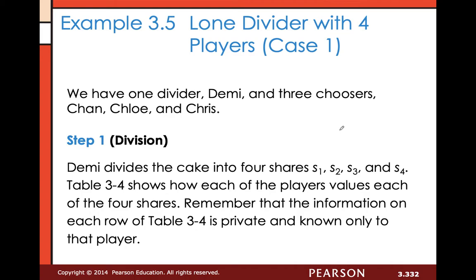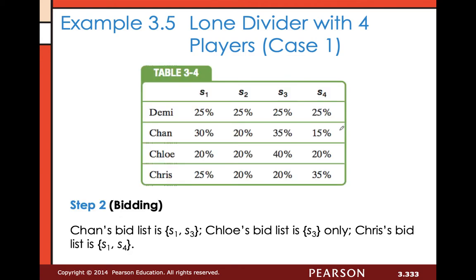As an example, let's look at where we have 1 divider, Demi, and 3 choosers, which are Chan, Chloe, and Chris. Demi divides the cake into 4 shares, S1 through S4, and the table on the following slide is going to show how each of the players valued each of the 4 shares. Remember, Demi divided it equally based on her own opinions, so you got 25, 25, 25, 25. Anything more than 25 would be considered a fair share. So for Chan, 30 and 35 here. For Chloe, just 40 here. And for Chris, 25 and 35.